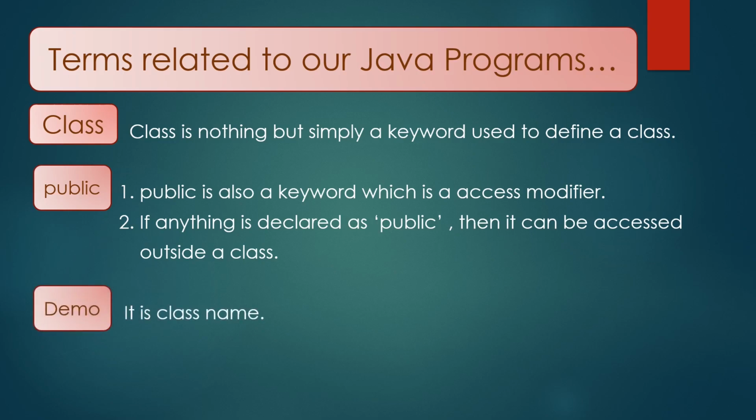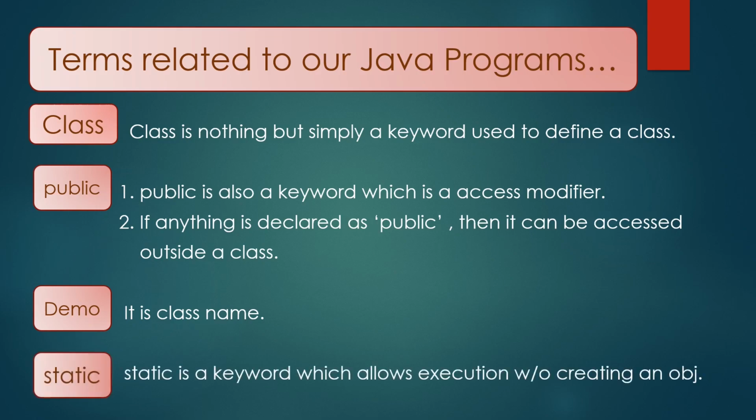And then Demo is nothing, it's just a class name. But it is mandatory that while defining our class name, the first letter of the class name should be in uppercase. It should be remembered that the first letter of our class name should be in uppercase. And next is static. Static is a keyword which allows execution without creating an object. Even if we did not create an object, the static keyword allows us execution.